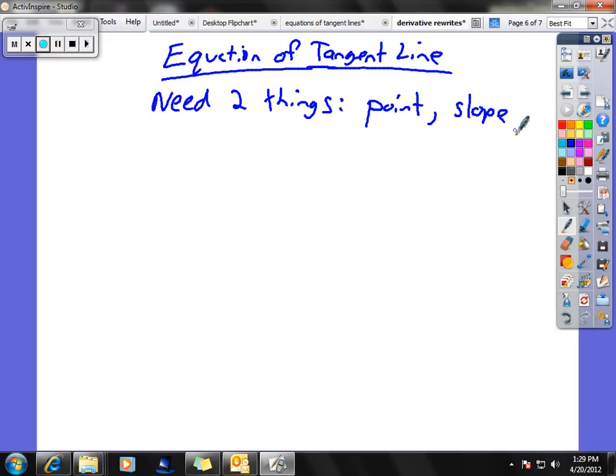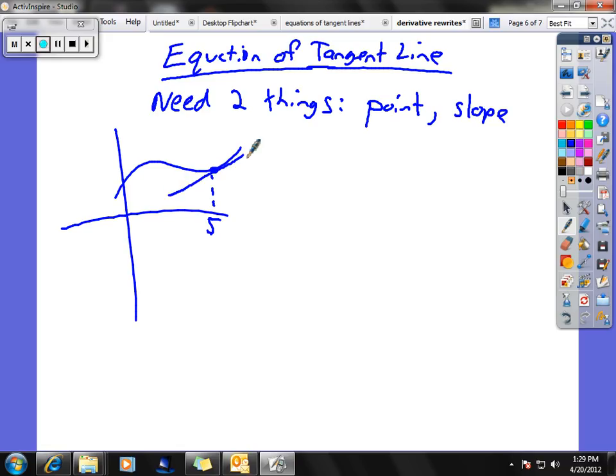So what we're really talking about here is, say we have this curve and we want to know the equation of the tangent line at x equals, say, 5. The tangent line looks something like this there, and we want the equation of that line. So we can use that point and do the derivative to get the slope and just plug those into the point slope form.